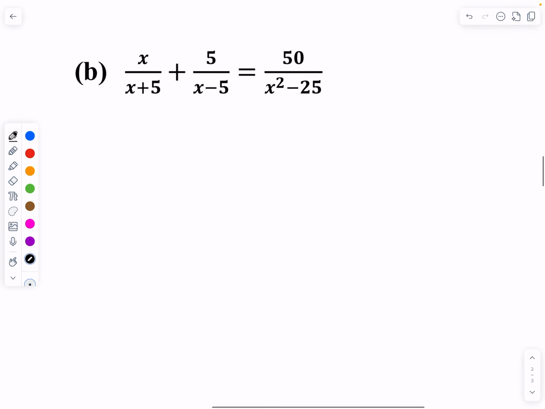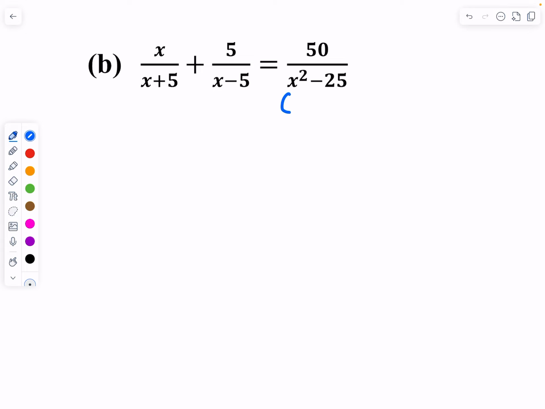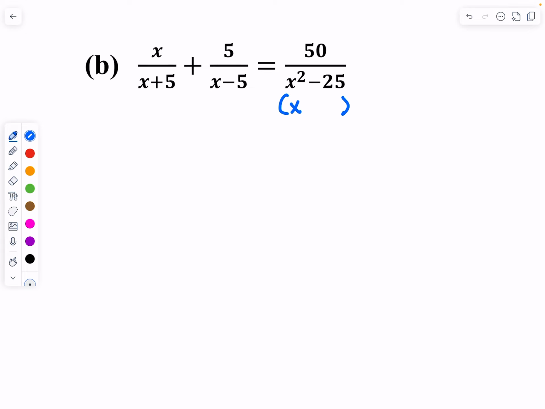All right, let's go to the next one. Again, I have an x squared, so I'm going to go ahead and factor that. So that's x squared minus 25. Once again, it's a difference of squares. So I will have x plus 5 and x minus 5. Or you can write it x minus 5, x plus 5. Doesn't matter as long as one's plus and one's minus.